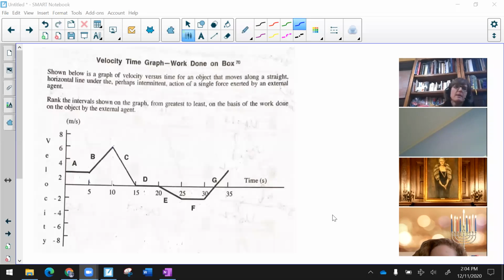All right, so what we have here is a graph of velocity versus time for an object that moves along a straight horizontal line under the perhaps intermittent action of a single force exerted by an external agent. So we want to rank this from greatest to least on the work done on the object.